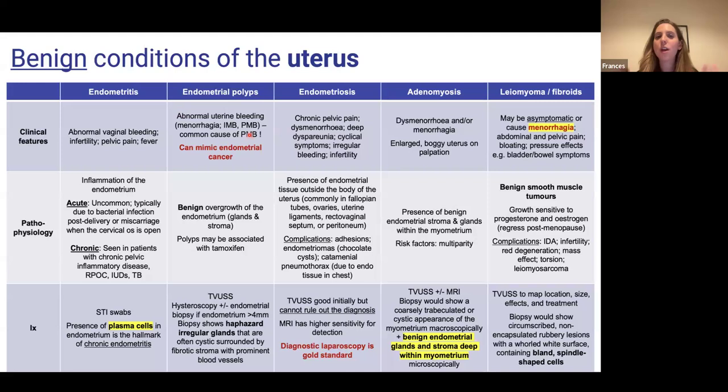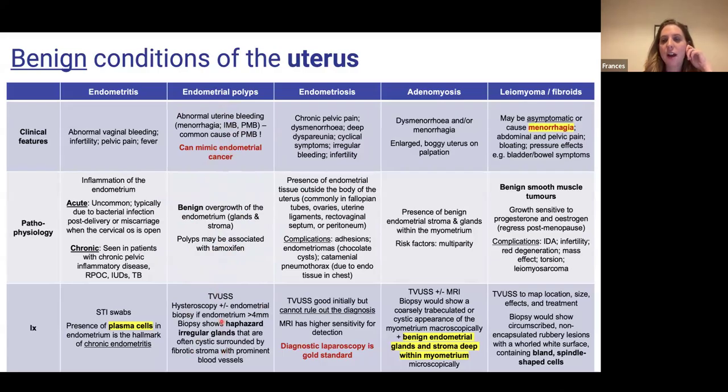Whenever you hear about postmenopausal bleeding, always, always, always think about endometrial cancer. But your differential, if it's not endometrial cancer, could be an endometrial polyp. So it's just an outgrowth in the endometrium, okay? These are the two differentials for this presentation. This is benign. It's an overgrowth of the endometrium, so both glands and stroma. It can be associated with tamoxifen, which you give for breast cancer, which is also a driver of endometrial cancer. So you want to do a transvaginal ultrasound.